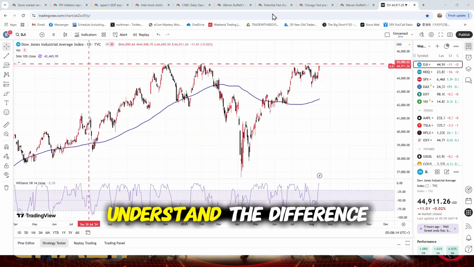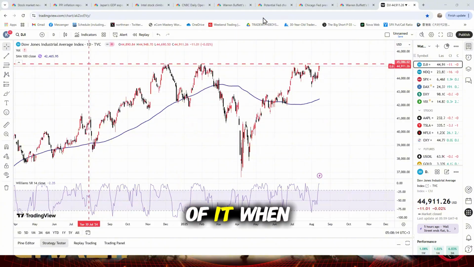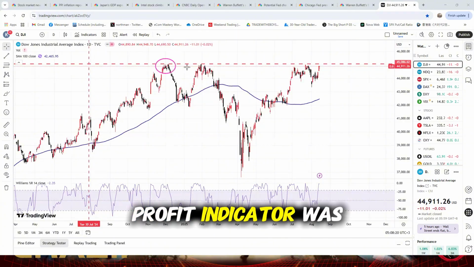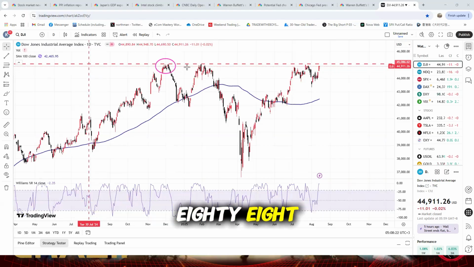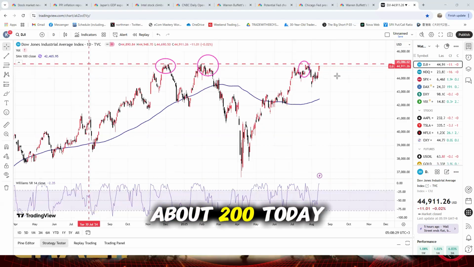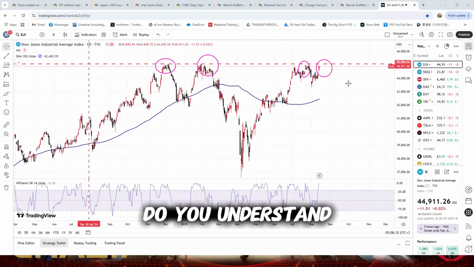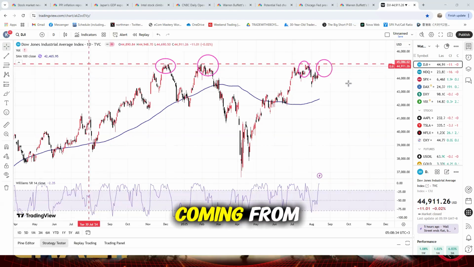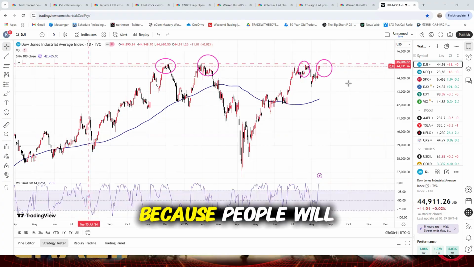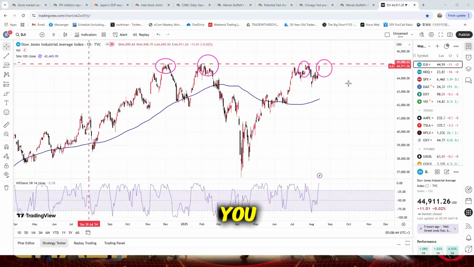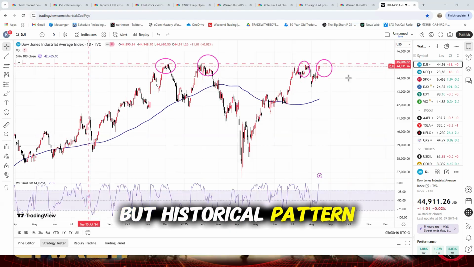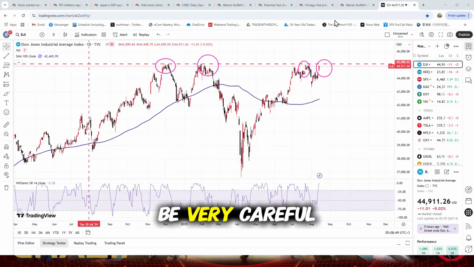Now you must understand the difference in different parts of it. When it was here, the Warren Buffett indicator was about 188. When it was here, it was about 195. When it was here, it was about 200. Today, we are at 213. Do you understand where I am coming from? It's not easy to be always standing in front of a oncoming train, because people will not believe in you. But historical pattern tells me that I have to be very careful.